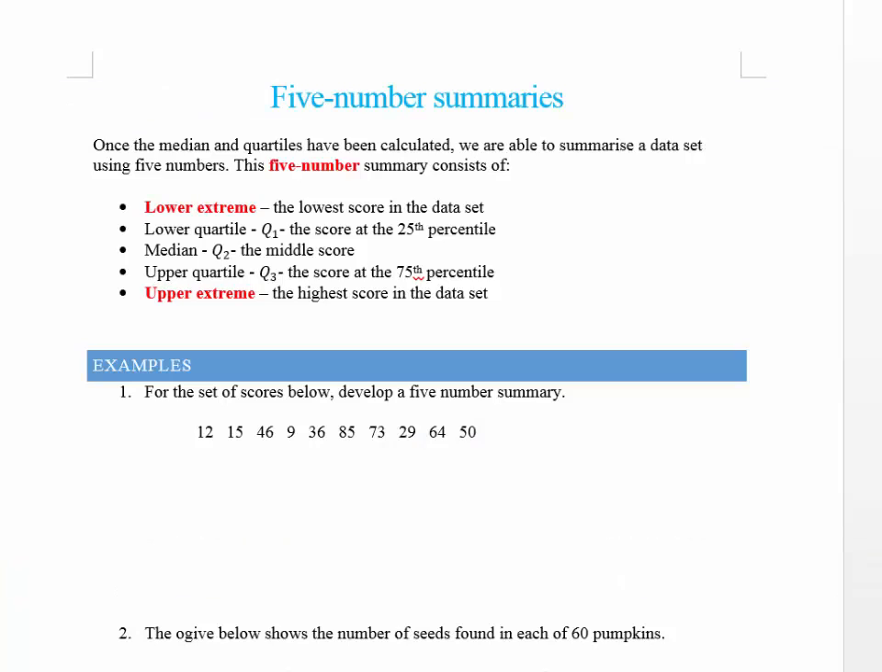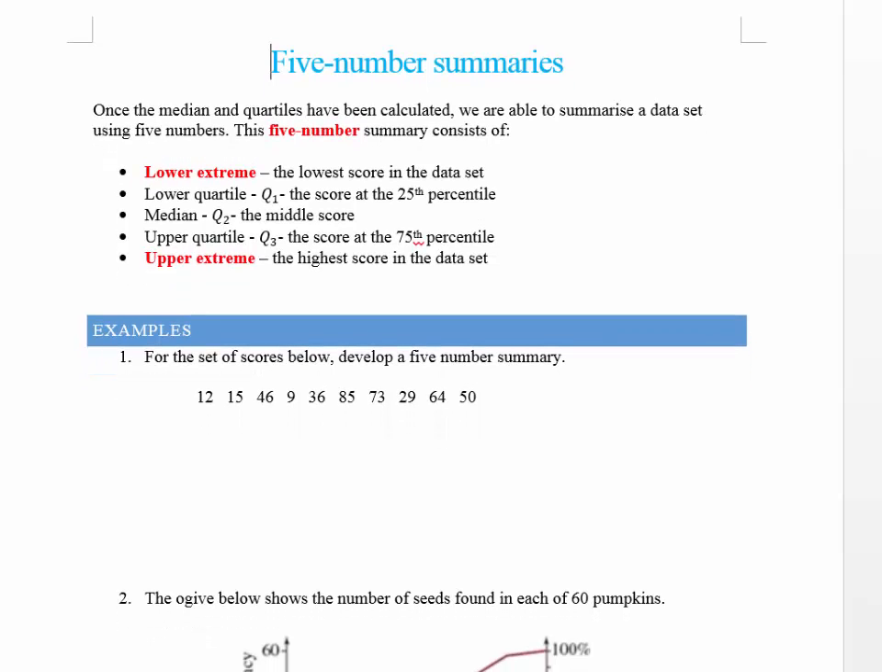So continuing on with our work on summary statistics, what we're going to be looking at today is our quartiles and the work we've been doing on quartiles, and thinking about doing a 5-number summary. So what I've written here is that once the median and the quartiles have been calculated, we're able to summarise the data set using 5 numbers. And this is a 5-number summary.